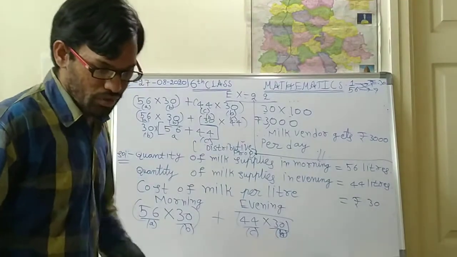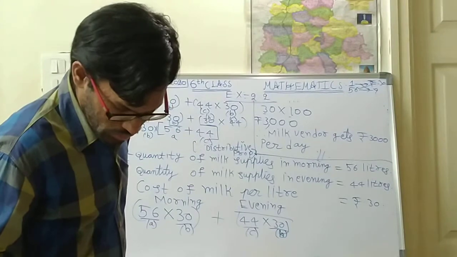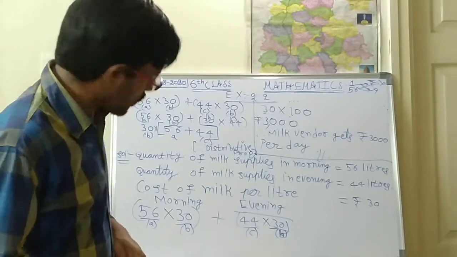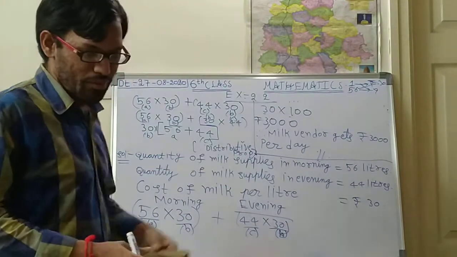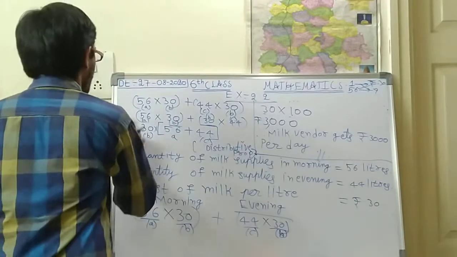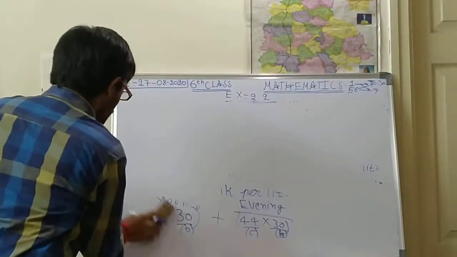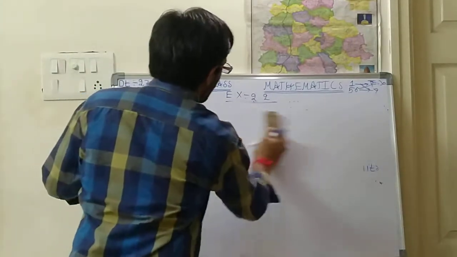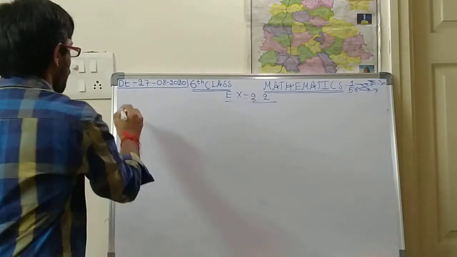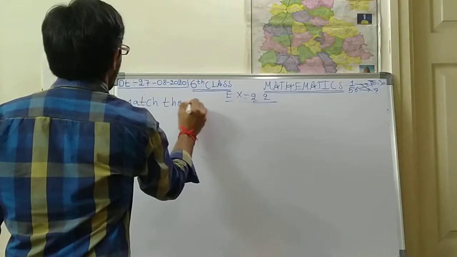Now we shall see. Now like this only, another problem I will give you as a homework. So next problem we shall see. That is one of the matching the following. You should match the following numbers. So next bit, match the following.